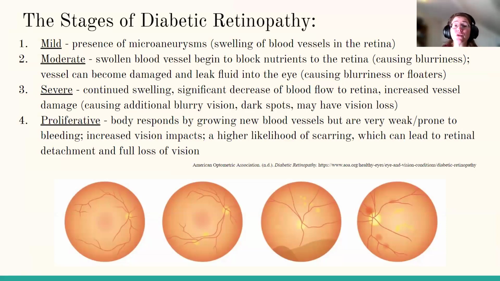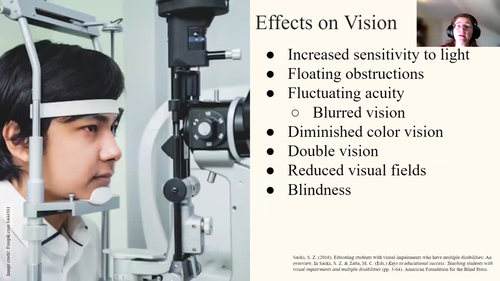And then stage 4 proliferative, our body's growing new blood vessels, but they're very weak, they're prone to bleeding, we have some more vision impacts, higher likelihood of scarring, which then can lead to retinal detachment and a full loss of vision. And you can see some of the diagrams that we have to show some of that here. All right, so Aaron's going to tell us about vision.